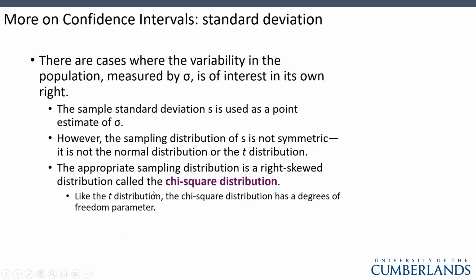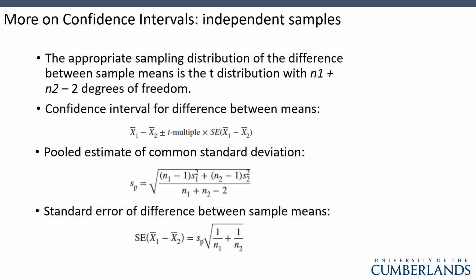This does talk about the chi-square distribution. The appropriate sampling distribution is a right-skewed distribution, and it's called the chi-square distribution. The appropriate sampling distribution of the difference between sample means is the t distribution with N1 plus N2 minus 2 degrees of freedom. And as you can see here, this is the confidence interval for differences between the means, and this is the equation for that.